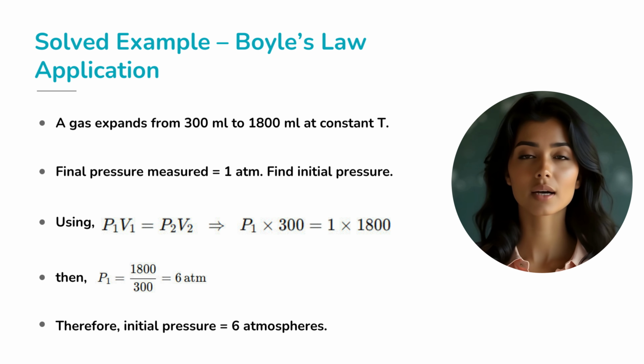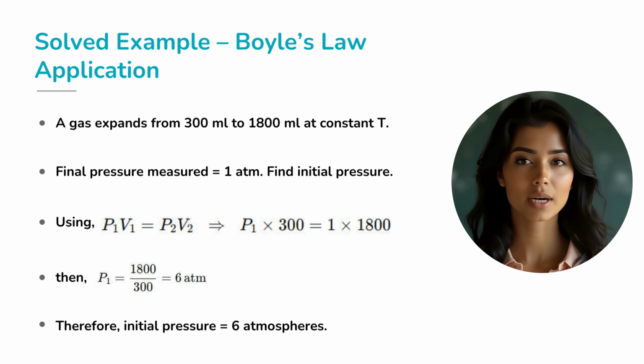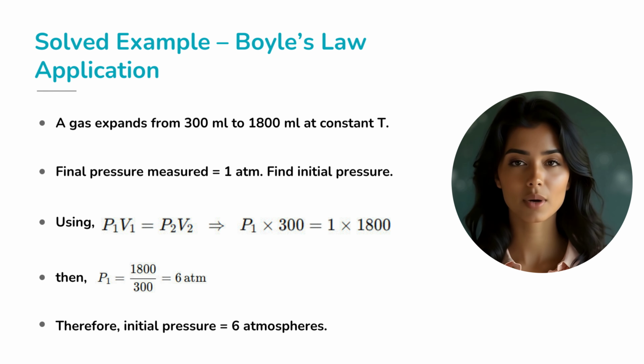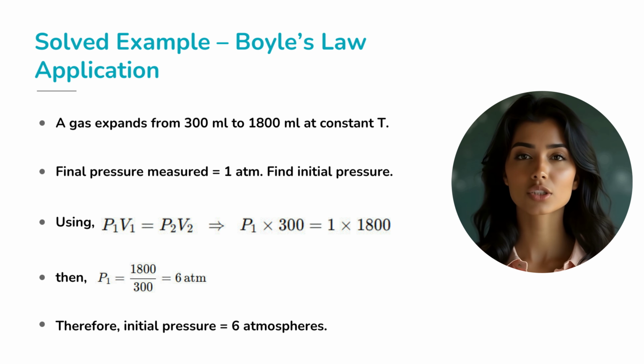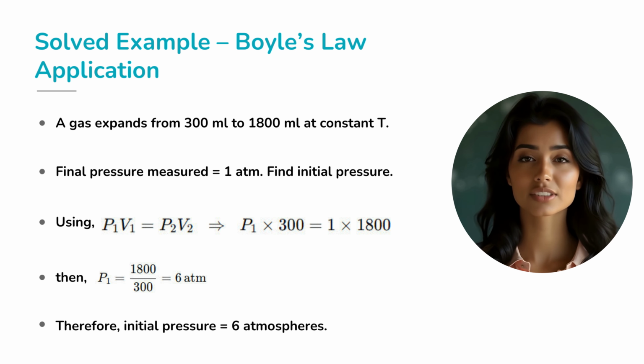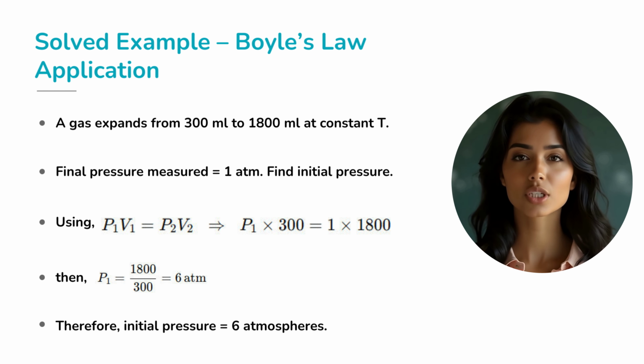Let's apply the formula. P₁V₁ equals P₂V₂. That means P1 multiplied by 300 equals 1 multiplied by 1800. Rearranging, P1 equals 1800 divided by 300, which gives 6 atmospheres. So the initial pressure of the gas was 6 atmospheres. Isn't that simple? Just plug in values, keep units consistent, and you're done.